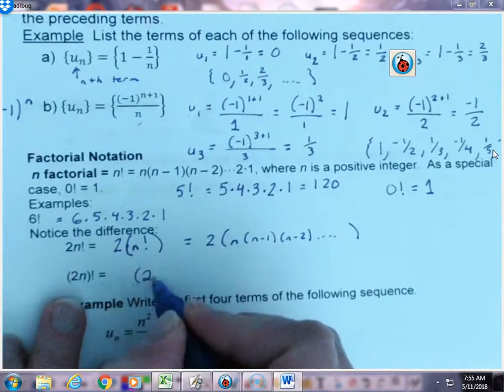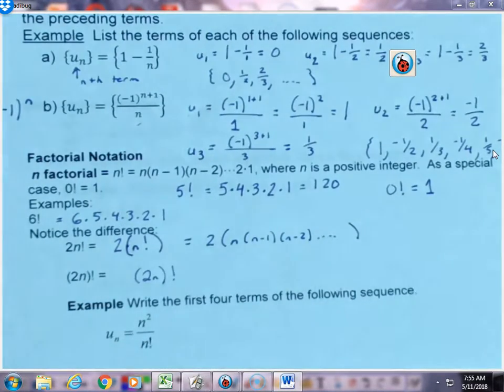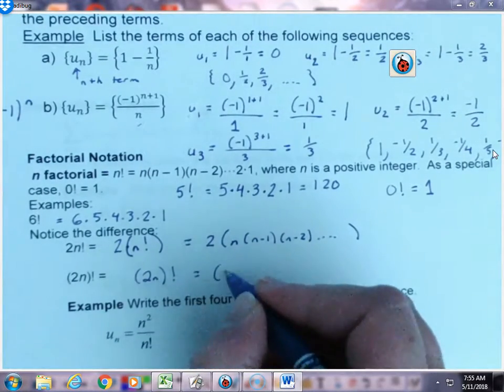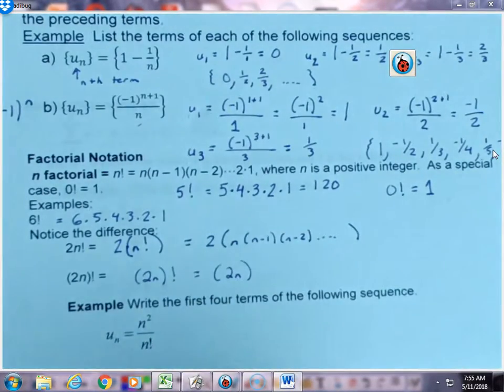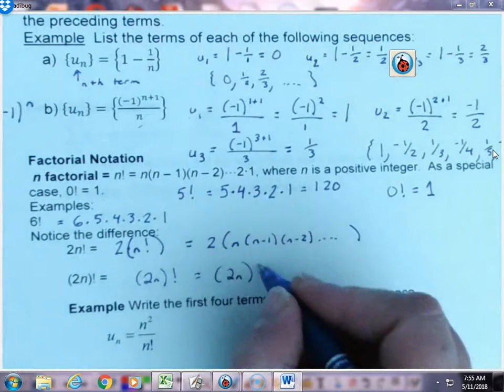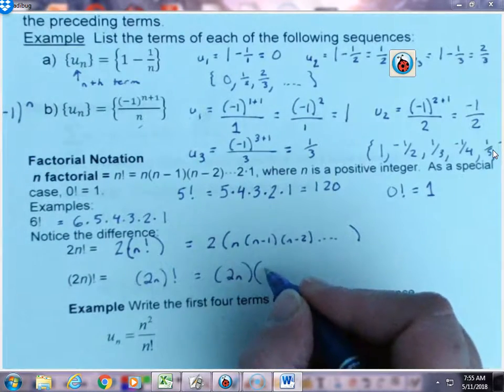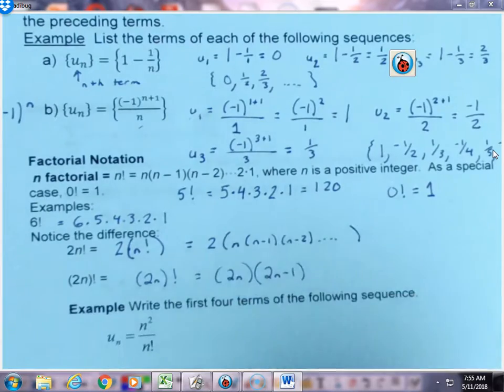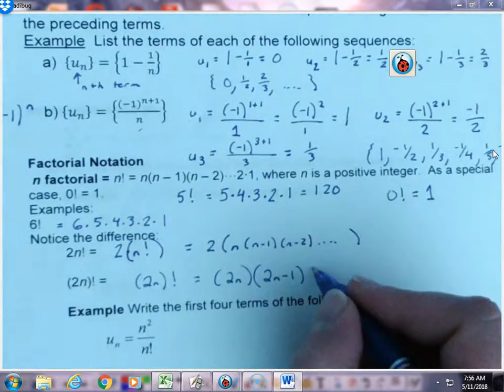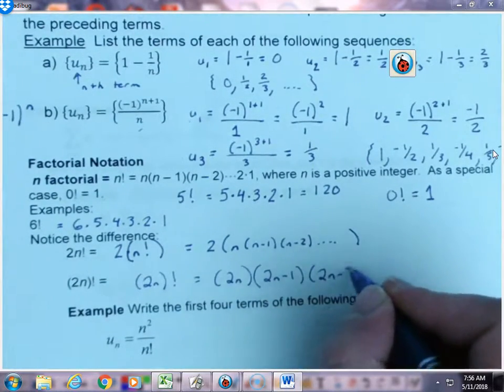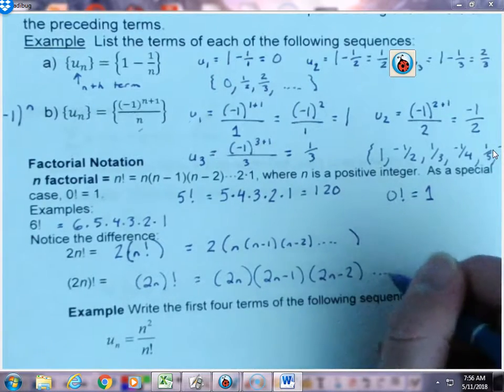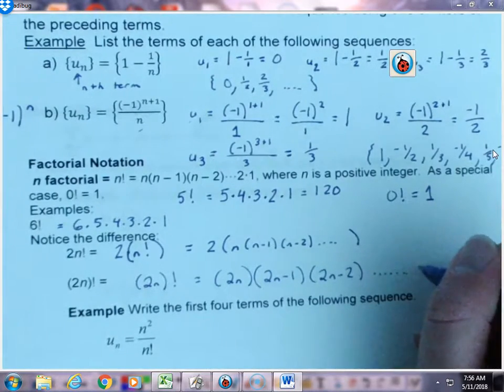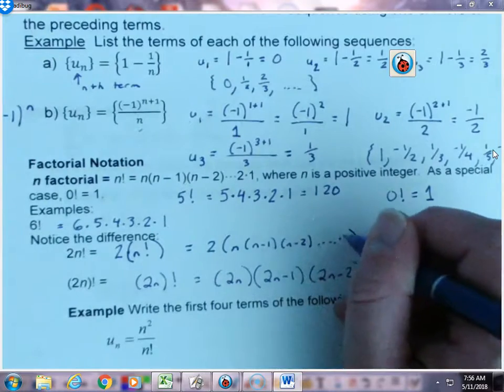Now this one is different. When it says 2n factorial, the first number they want you to start with is 2n. So the very first number is 2n. And then you go down by 1 every time. So if you go down 1 from 2n, you're at 2n minus 1. Down 1 again, where are you? Okay, and so on. And you keep going, by the way, until you get to 1 on both of these.